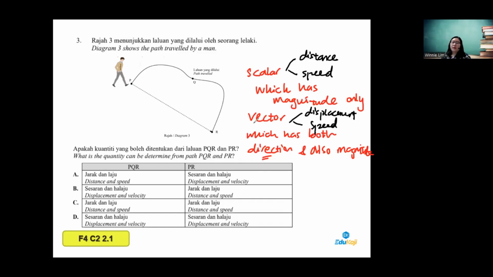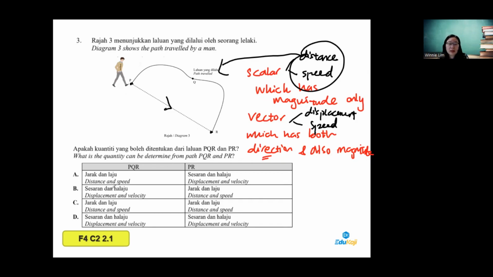As you notice, if they have direction, the definition of displacement is the shortest path from the initial to the final point. That's why PR, that straight line, is shortest compared to PQR. PQR does not involve the idea of direction, so that's why it is classified as distance. Speed is distance over time, or rate of distance, so you can get the info from PQR. Displacement and velocity are from PR.